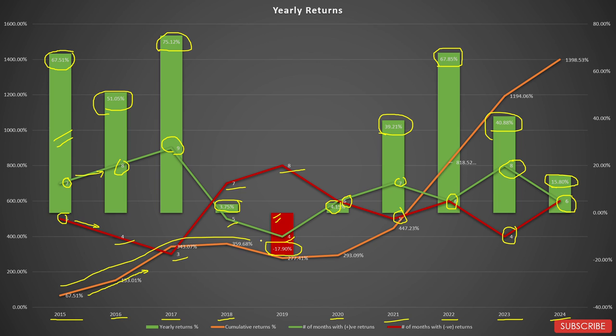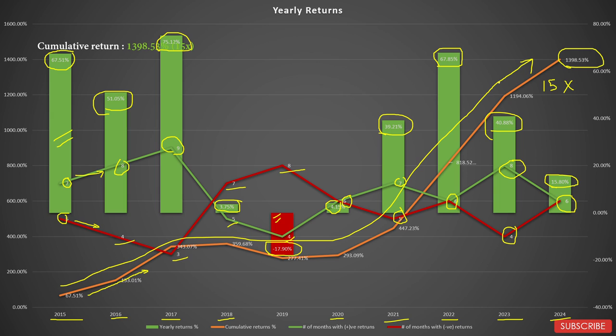If we see this cumulative returns line, we can see that at the end of 2024, this sector managed to give 1398.53% cumulative returns, which is approximately 15x in the last 10 years.